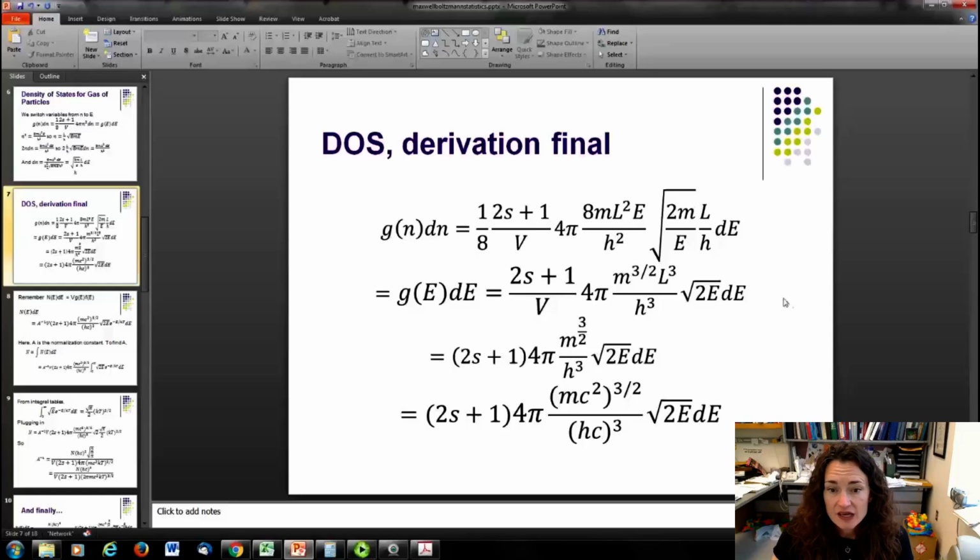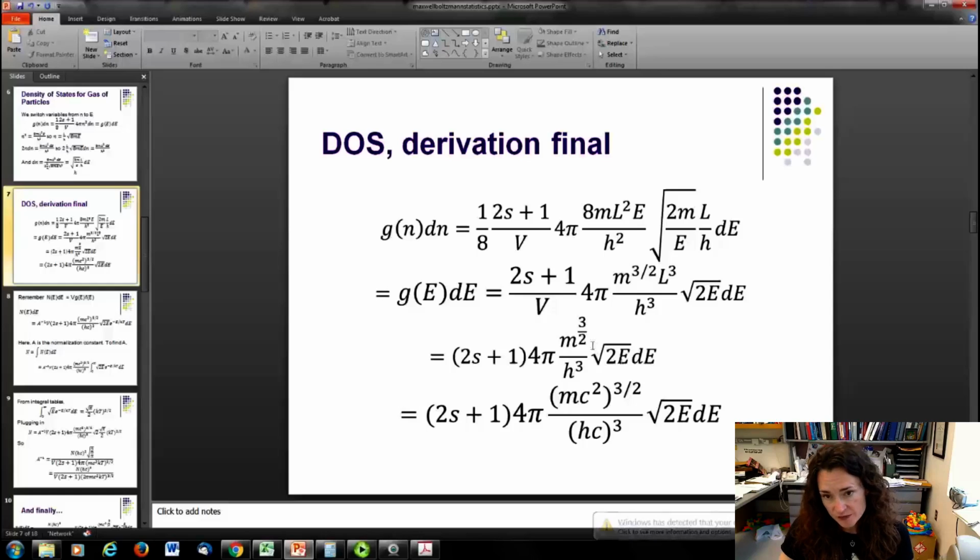Now, it's also true that we want this to be valid for any shape that we've got. So the volume V of a cube is actually just L cubed. So we can cancel those out. See how L cubed and V cancel out? And there's a few other things that can be done to make this expression look a little nicer.